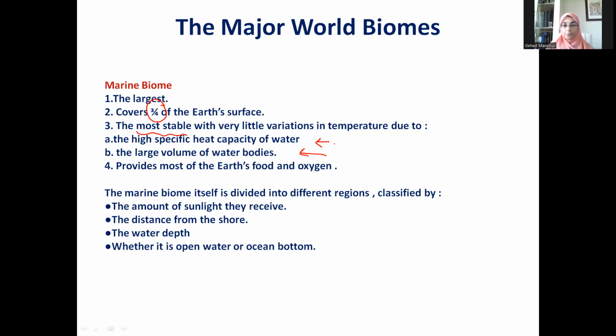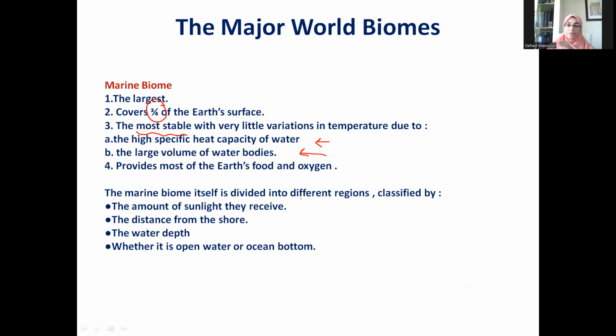So we have a huge volume of water that has a very high specific heat capacity, and therefore not only is the temperature over the marine biomes stable, but it also helps to moderate the temperature changes in the atmosphere around the marine or watery biomes in general. And as we said, it has the highest primary productivity because of the large surface area.